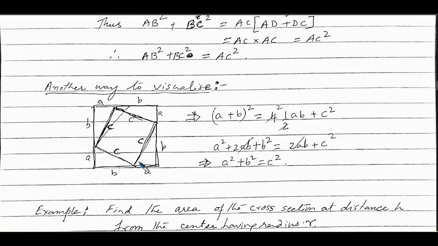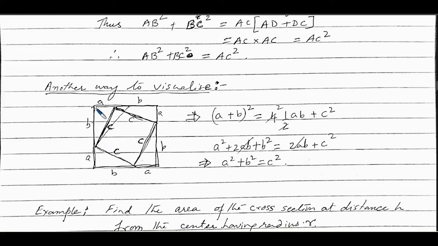So now how many triangles do I have? I have 4 triangles: 1, 2, 3, 4. And what is the area of a triangle? We have said half base into height, that is half A times B. So how many are there? 4 times half A times B, and 1 square is there.